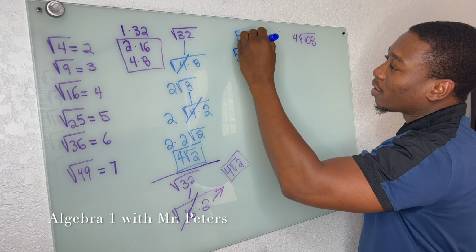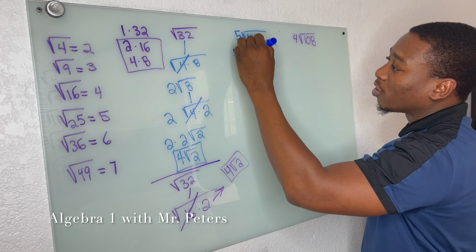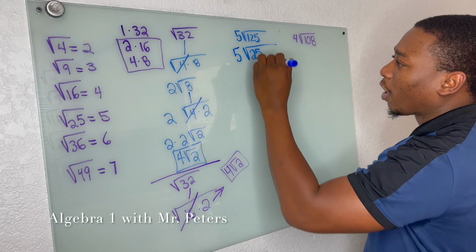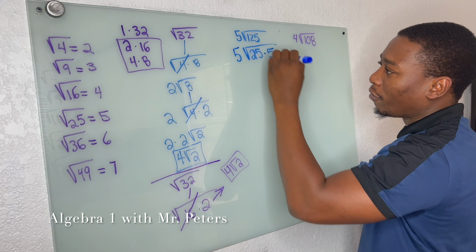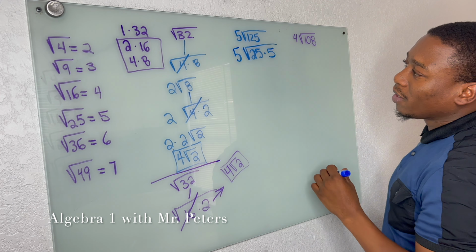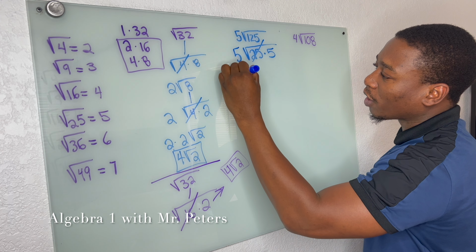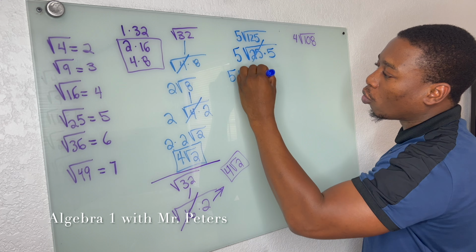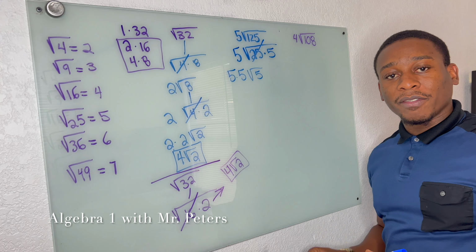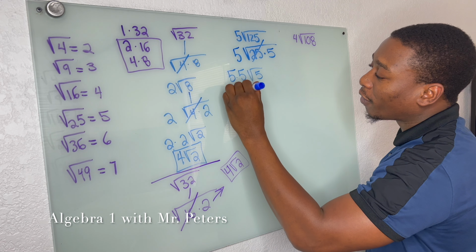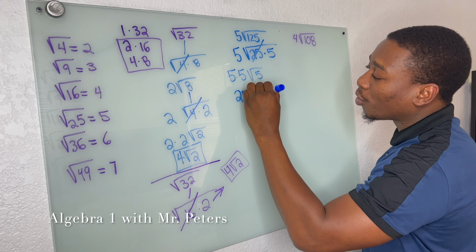So I'm looking at this, and I know that 25 is the largest perfect square that goes into 125. And I have to multiply it by 5. So when I break this down now, I know this is a perfect square, and it's going to turn into 5. So the final answer for 5 times radical 125 would be 25 radical 5.